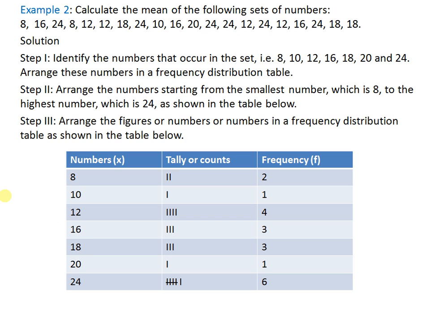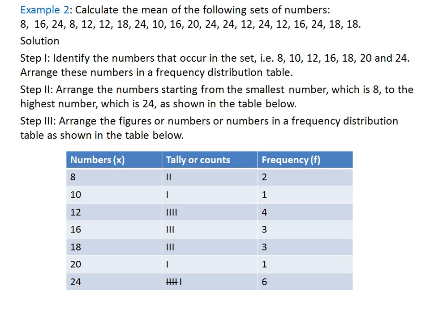Step 2: arrange the numbers starting from the smallest number, which is 8, to the highest number, which is 24, as shown in the table below. Arrange the figures or numbers in the frequency distribution table as shown in the figure below.